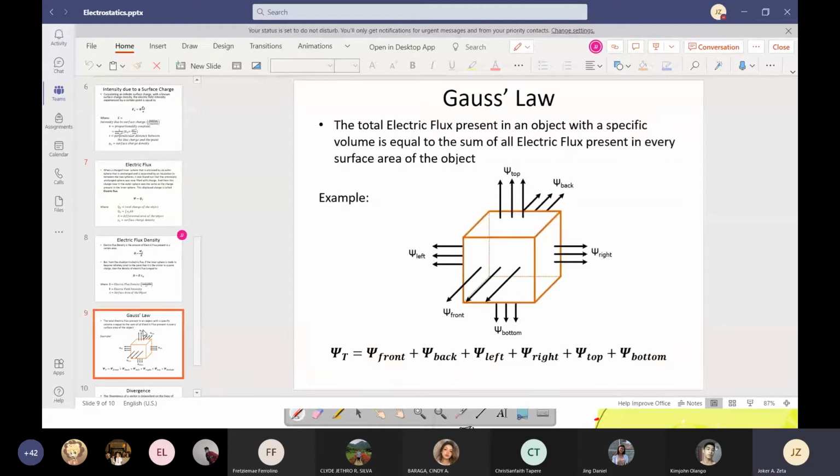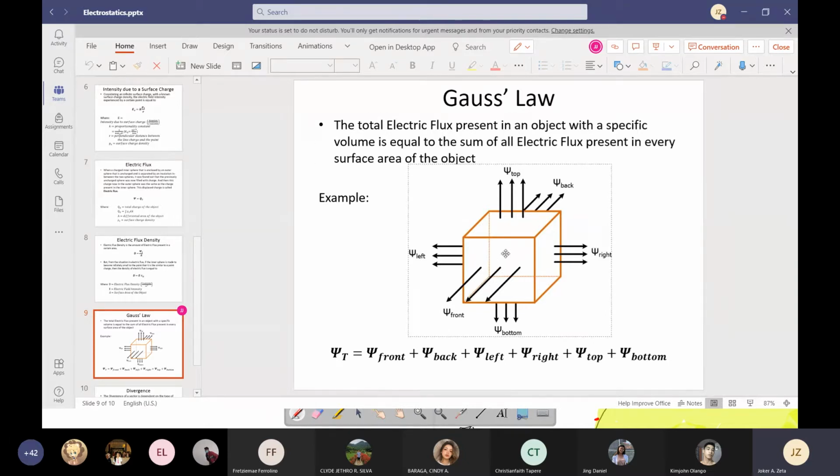Now, Gauss Law. The total electric flux present in an object with a specific volume is equal to the sum of all electric flux present in every surface area of the object. Gauss Law is always simple. If there is displacement of charges in every surface area of your object, then the total electric flux of that object is just the sum of the electric flux in every surface.